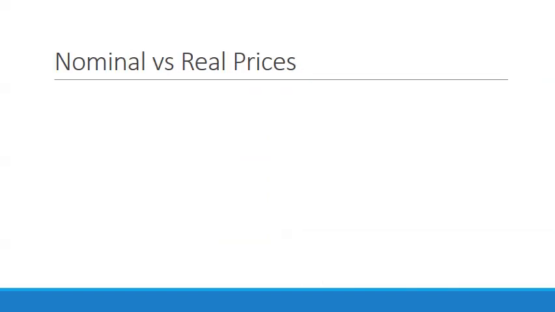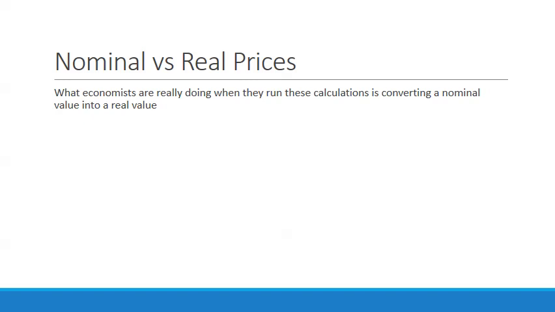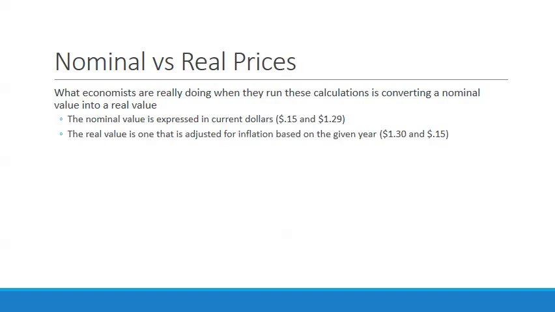Okay, so let's look at nominal versus real prices. What economists are really doing when they run these calculations is converting a nominal value into a real value. The nominal value is expressed in current dollars, such as 15 cents and $1.29, whereas the real value is one that is adjusted for inflation based on the given year, like $1.30 and 15 cents. So really what we're saying is that if we adjust these into real values, the worth of a McDonald's hamburger is 15 cents, which essentially would equate to having $1.30 in 1956. In other words, what you had in 1956, that 15 cents would buy you $1.30 worth of goods, when you adjust those time periods.